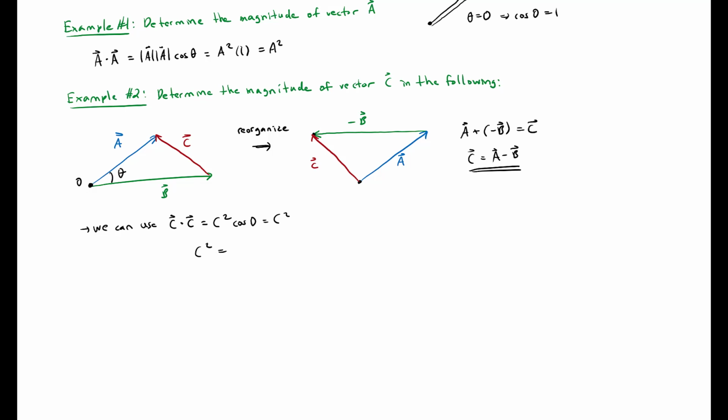Well, let's just rewrite this so it's a little bit clearer. C squared is equal to C dotted with itself. So we can rewrite each vector C as A minus B. And because of the distributive law, I can now have C squared equals A dotted with A minus 2B dotted with A plus B dotted with B.